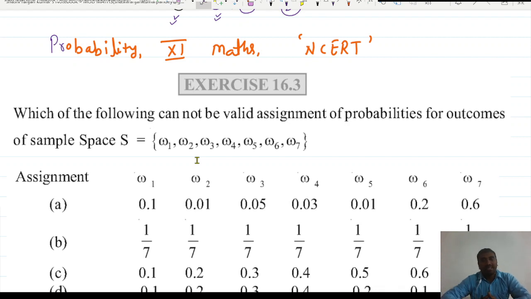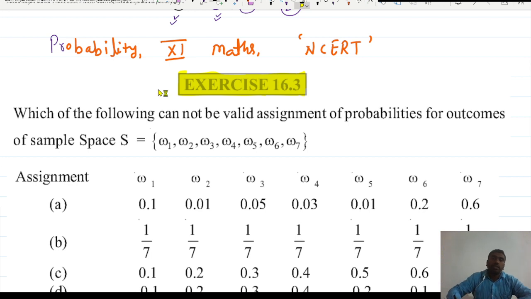Okay, so hello everyone. In this video, we will discuss the probability questions from Exercise 16.3 of NCERT. 16.1 and 16.2 we have already uploaded, so you can watch those also. The theory portion is very important. If you don't know the theory, you can't try the questions of the exercise. So first of all, go and watch the theory videos of the axiomatic approach and all the basic definitions that we have discussed in the previous video.